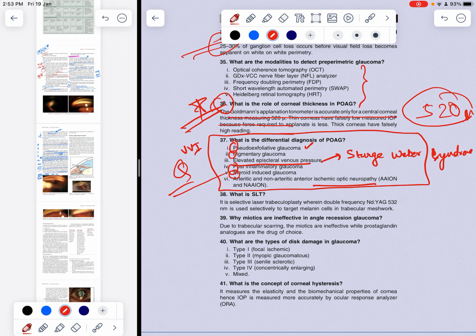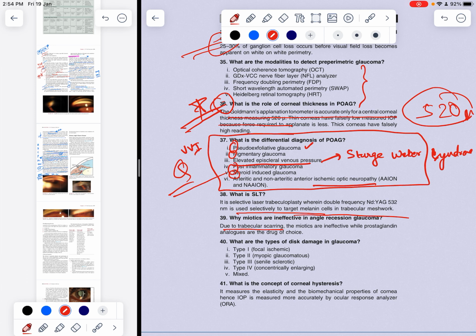This is very important. What is SLT? I have previously taught you in Parsons, selective laser trabeculoplasty, wherein double frequency Nd:YAG laser is used. What is normal frequency Nd:YAG laser? It has a wavelength of 1064 nanometers. In SLT, we use double frequency laser. Double frequency will have a wavelength of 532 nanometers, which is used to selectively target the melanin cells in trabecular meshwork.